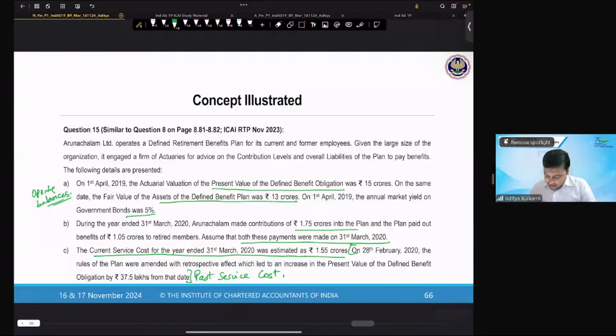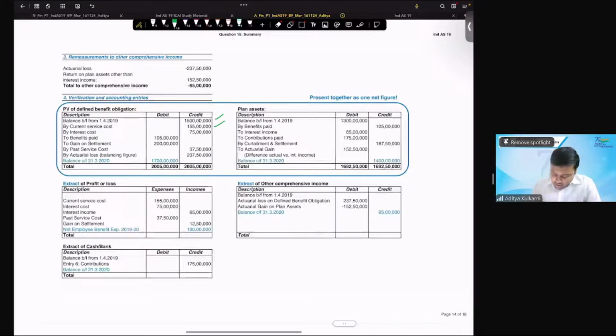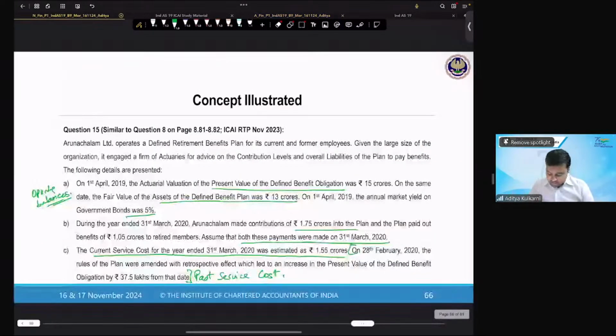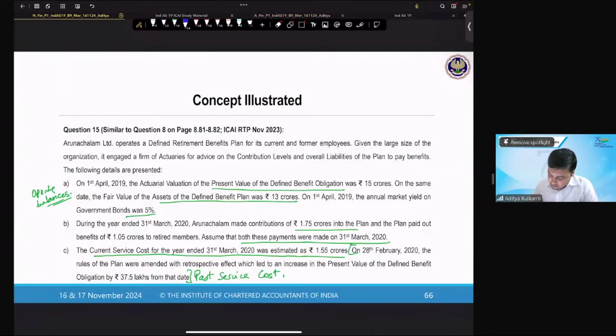Next, 5% is the rate of yield. So 15 crores into 5% comes to 75 lakhs. Are we okay with this so far, these three items? Yes, sir. Okay, fine. So I took this calculation and I have taken this figure also.